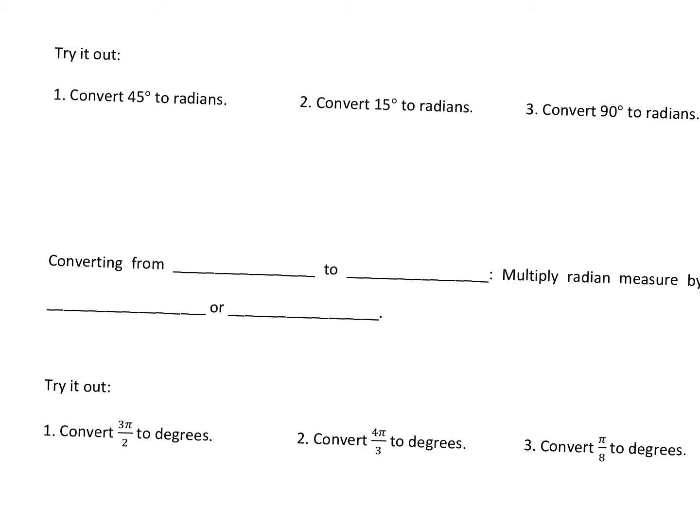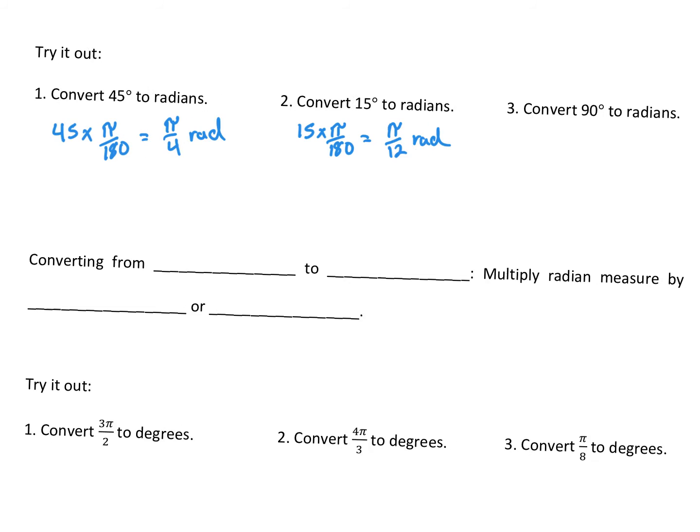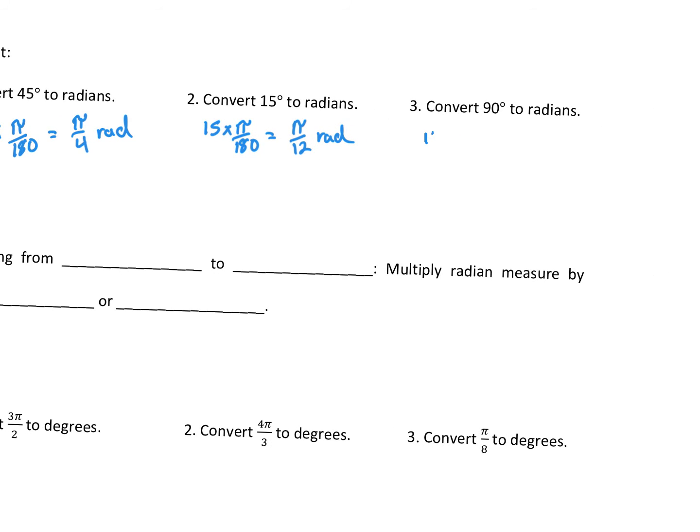So let's try it out. Convert 45 degrees to radians. We just take 45 times pi divided by 180. We simplify that using our ABC button, 45 ABC 180. That gives us pi over 4 radians. Next one, 15 times pi over 180. That gives us pi over 12 radians. Then number 3, 90 times pi over 180, 90 ABC 180, or pi over 2 radians.